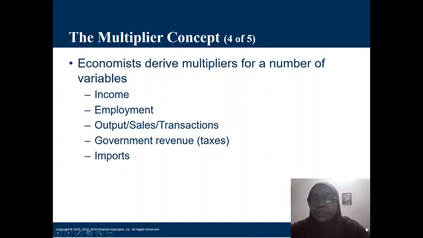So moving ahead, we want to see how economists derive multipliers. All right, they derive multipliers for a number of variables. For example, they derive multipliers for income. We have the income multiplier effect, employment multiplier, output, sales and transactions multiplier. It could be in the form of government revenue in terms of taxes, as well as imports. So all these are the various ways in which economists derive multipliers for specific variables.